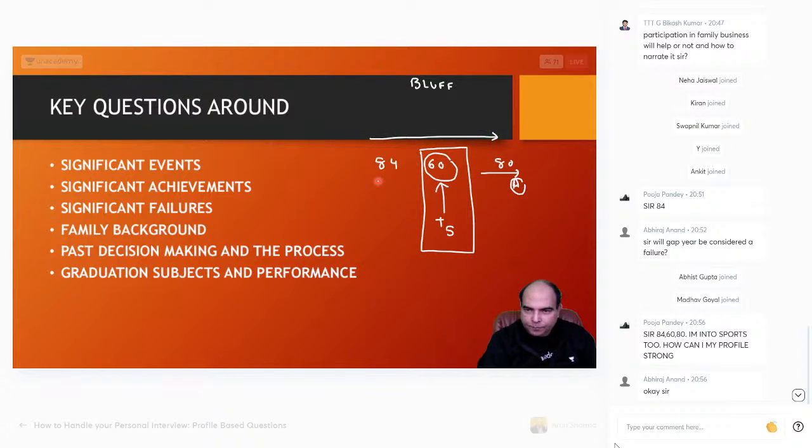Am I correct in guessing that, Pooja? In your timeline? I don't know you, but am I correct in guessing that your 12th went bad because you were too involved in the sport you were playing? Right? Most likely that is going to be the case. It's a guess from my side. So if she gives me this answer, I'll take it.